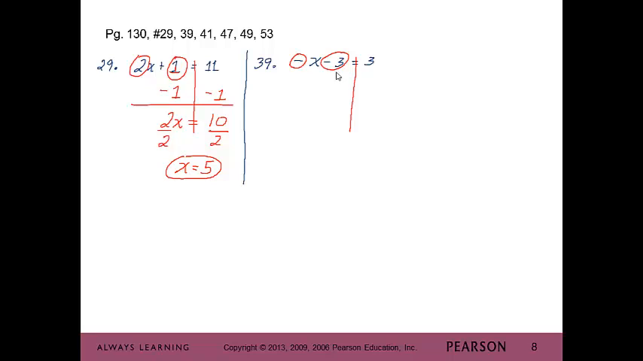So minus 3, in order to move it, we're going to add 3. So now we have negative x equals positive 6. Now we need to take care of that negative sign, but because it's just a negative, x is going to be equal to the opposite. So x is going to be equal to negative 6.